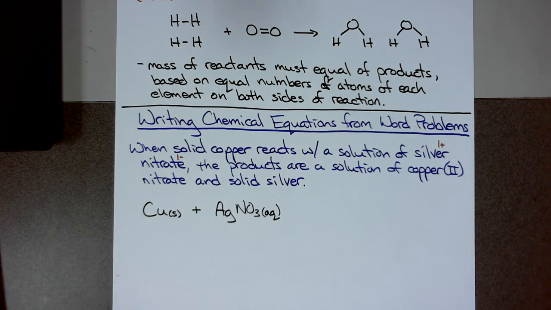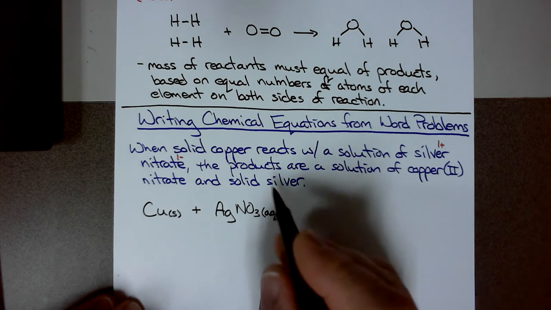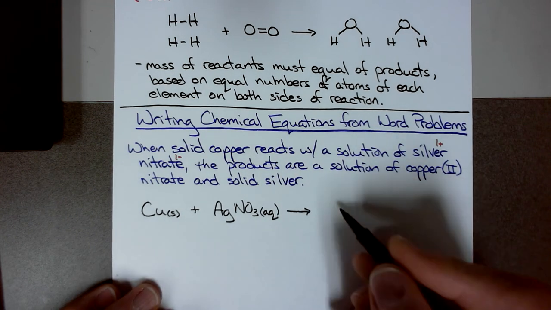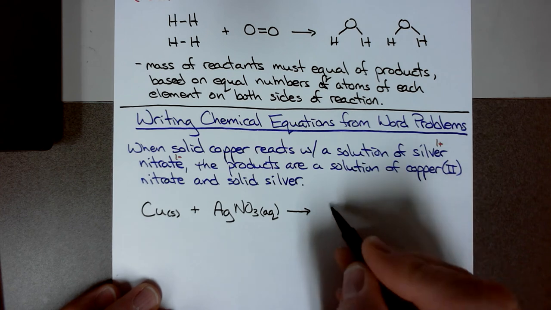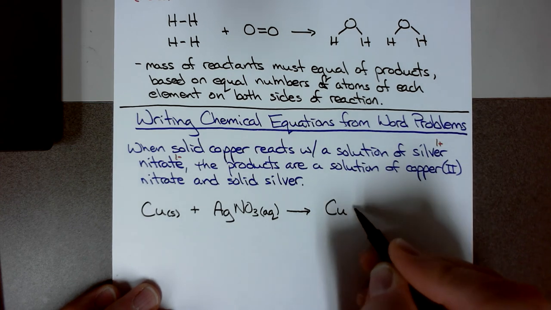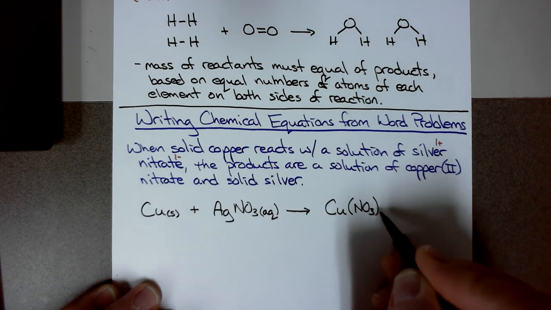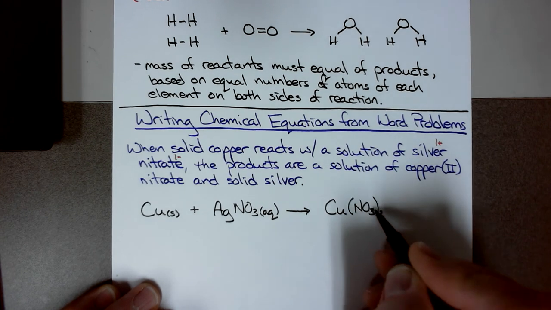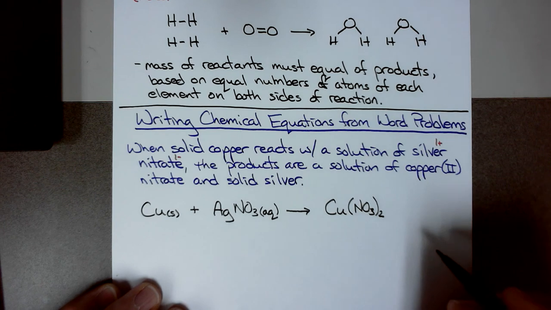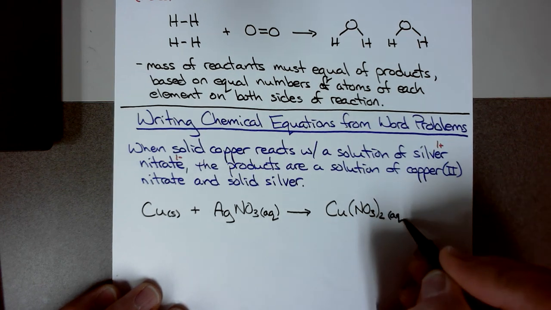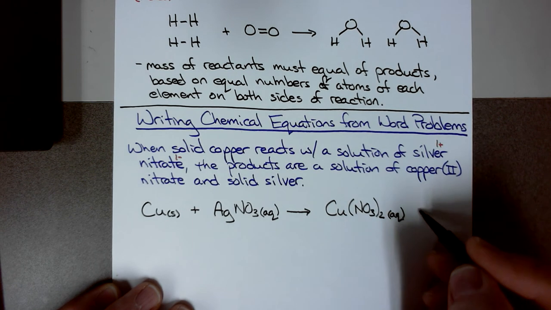It's a solution. It says the product or produces a solution of copper 2 nitrate. Now, this is copper, which is a 2 plus, nitrate, which is a 1 minus, so we need 2 nitrates to go with 1 copper. And it's aqueous because it says a solution of that, plus solid silver.